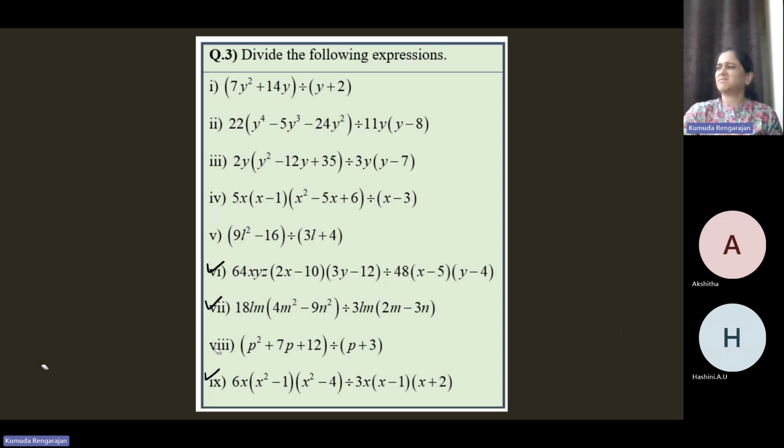You will get the same answer. The answer will be the same even if you do the long division. Correct, very good. For the eighth one, you can do the long division. You can also do this by factorizing and dividing. This method is dividing by factorizing. You will get the same thing, but for certain questions, you cannot do the long division.